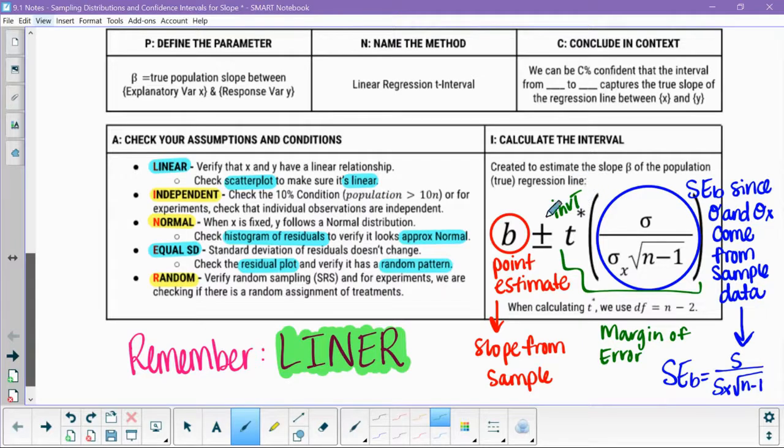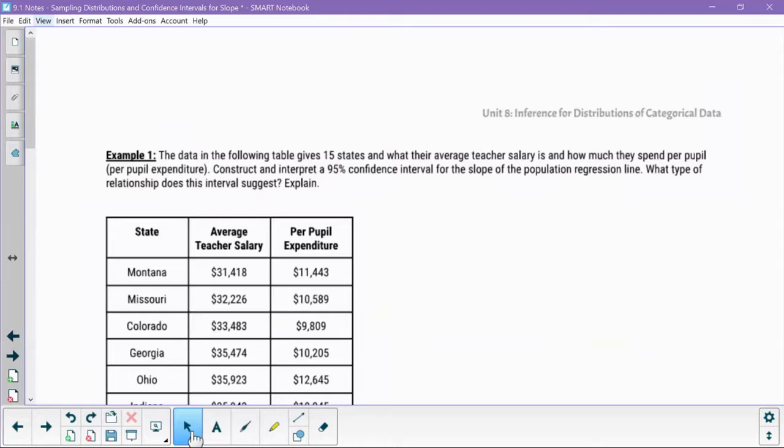One other quick note, when we're doing inverse t, it's going to ask us for area and degrees of freedom. For this case, we are going to use degrees of freedom n minus 2. Okay, now we're going to go through a really long example, and then we're going to talk about how you might actually see it on the AP exam.